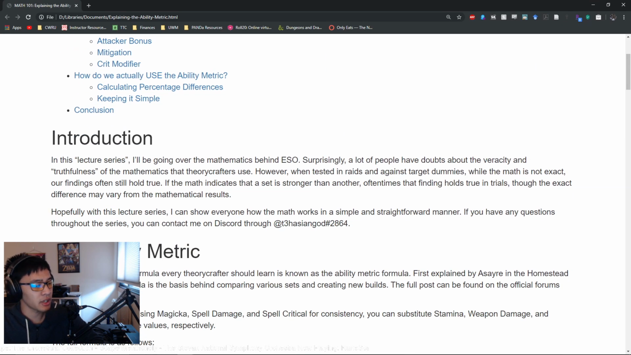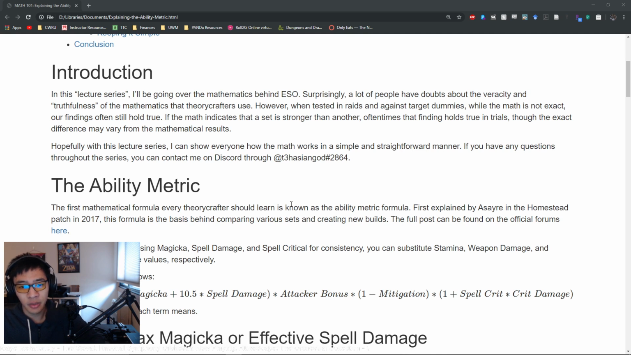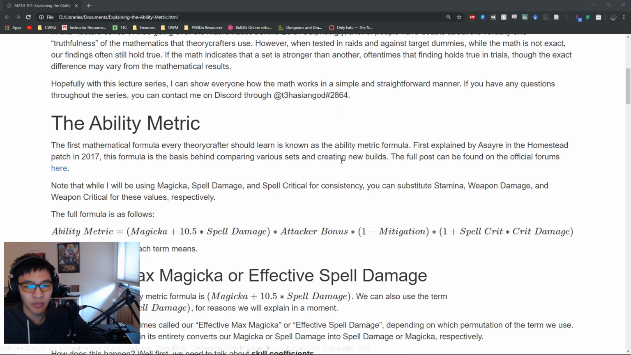So you can see here, introduction, going over the mathematics behind ESO. Hopefully I'll be able to prove to you that the mathematics do make sense here. If you want to contact me with any specific questions, this is my Discord handle with the numbers at the end. It should be open to everybody regardless of whether we are friends or not. Let me know in the comment section below if it's not, and I'll try to change the appropriate settings.